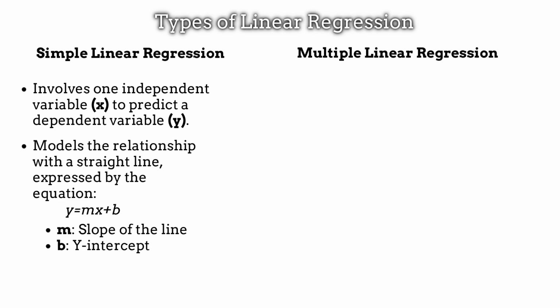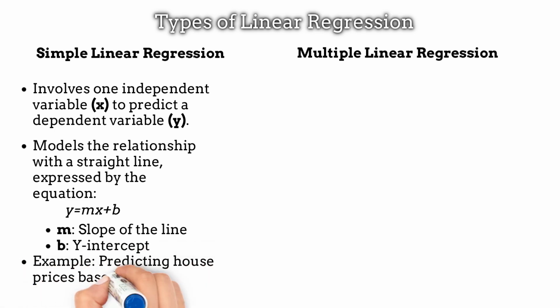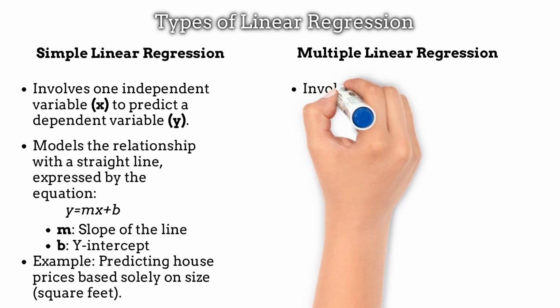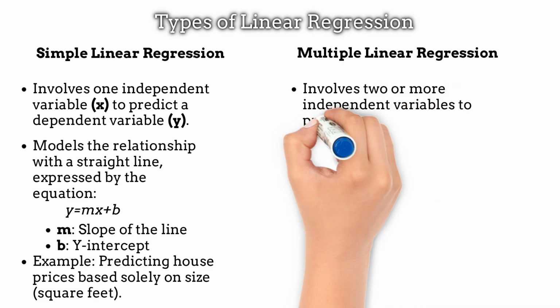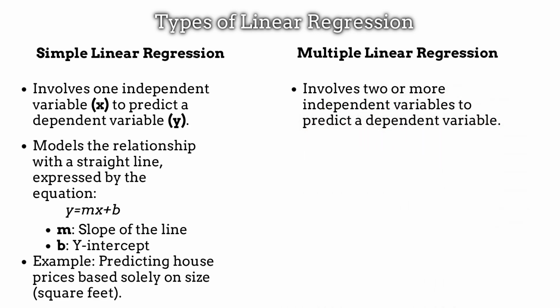For example, if we want to predict house prices based solely on their size, the model would find the best-fitting line that correlates house size, independent variable, with price, dependent variable. On the other hand, multiple linear regression extends this concept by incorporating two or more independent variables to make predictions.